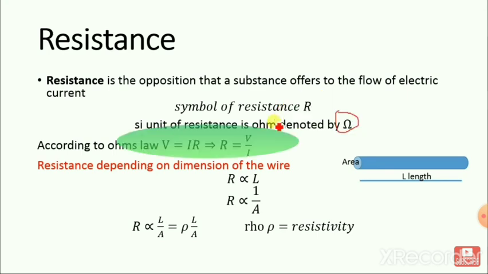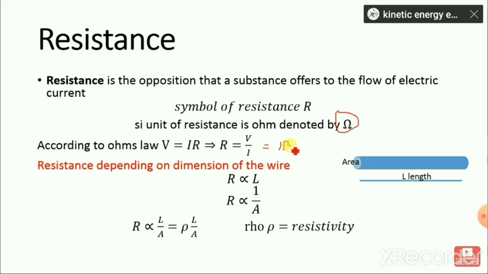According to Ohm's law, we know that voltage V is equal to IR. The voltage is equal to current times resistance. From this equation, we can derive that resistance R is equal to V divided by I, where V is the voltage and I is the current. If V is equal to 1 and I is equal to 1, we will get 1 ohm, which will be the value of the resistance.